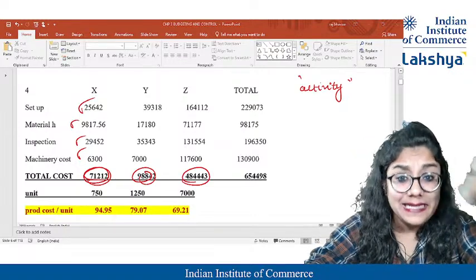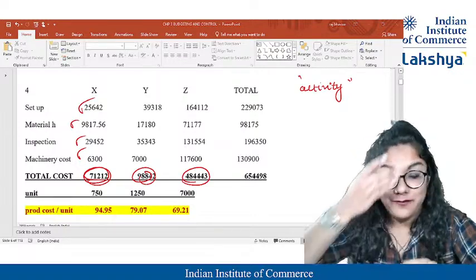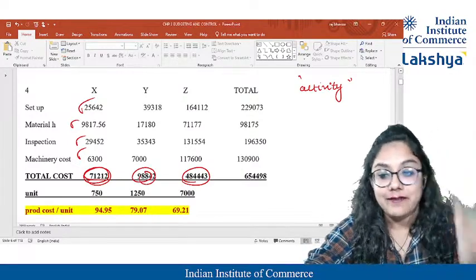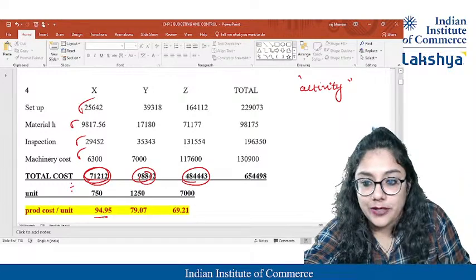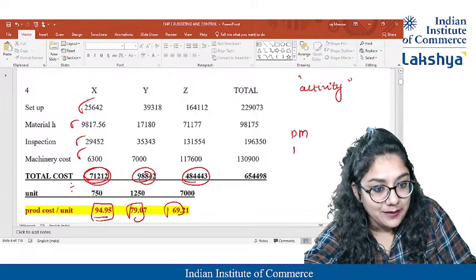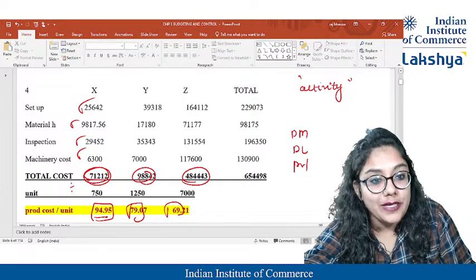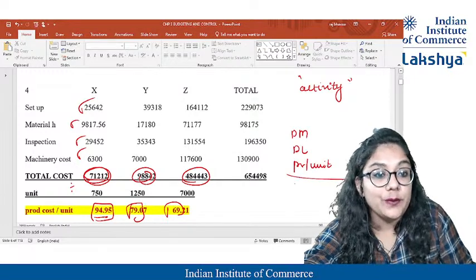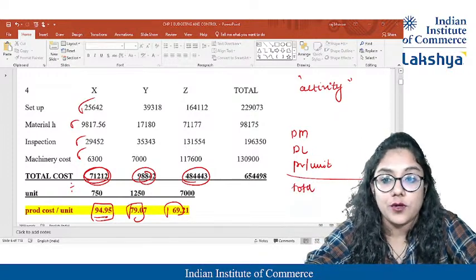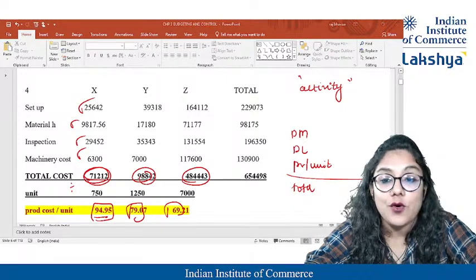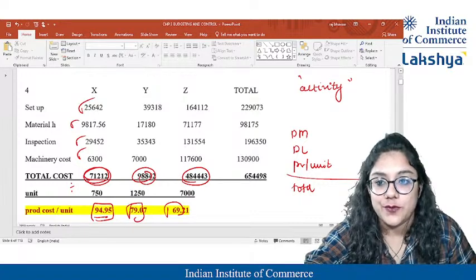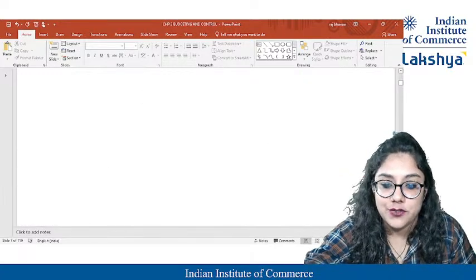I hope you guys are getting it. I'm not going ahead with each and every item, since you know all this. Then if I divide it by the number of units, I get the production cost per unit. Then I can add the direct material, direct labor and production cost per unit to get the total cost per unit. And this is what they have shown us.